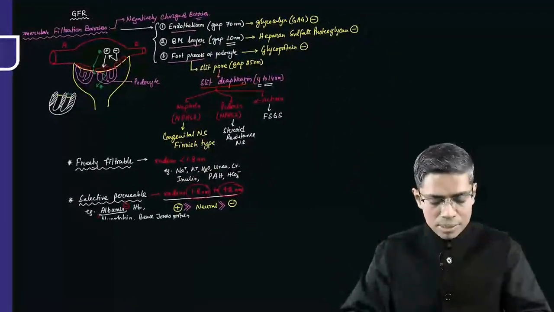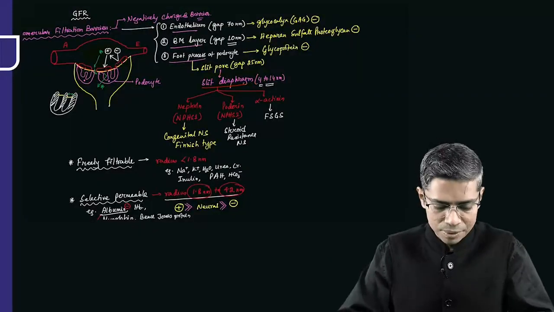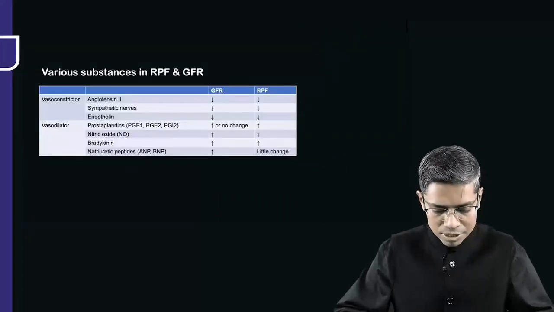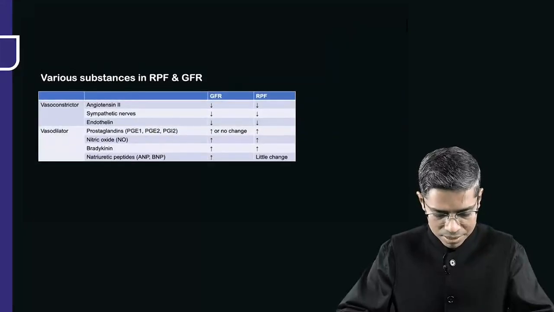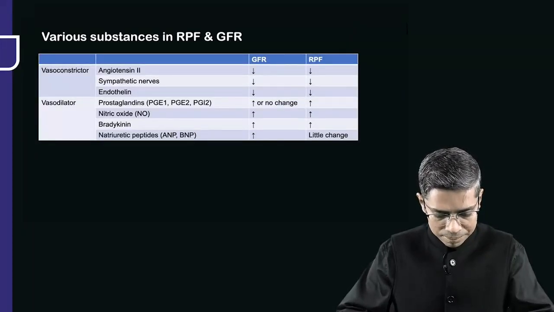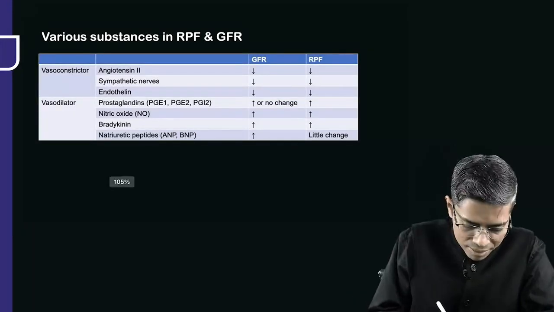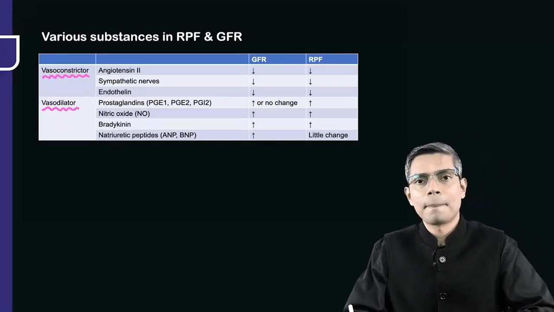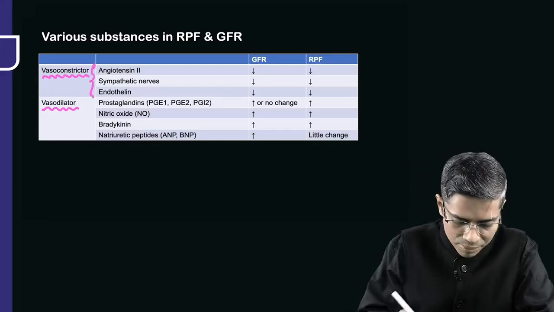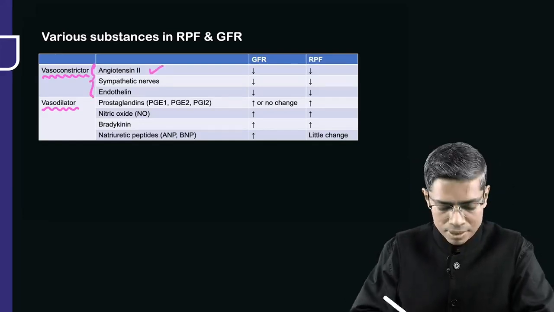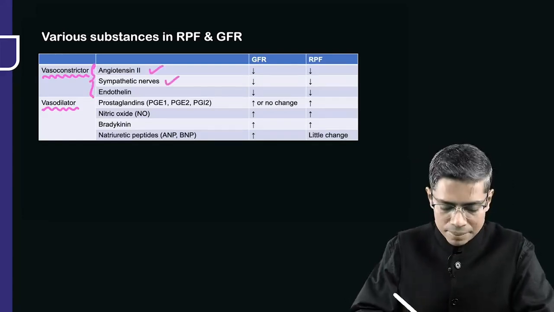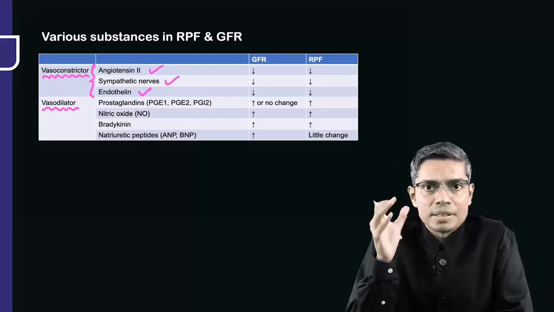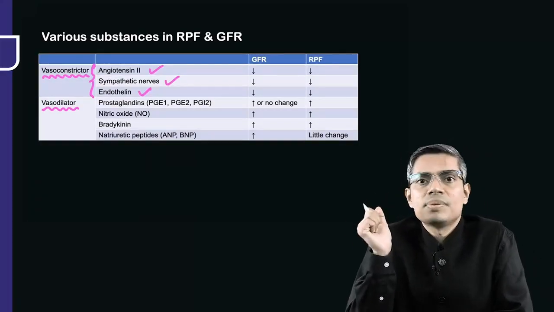Now I'll talk about some other factors, other mediators which are also responsible for regulation of your GFR, various other substances. For example, here you are finding various vasoconstrictors and various vasodilators. Within the vasoconstrictors you are finding angiotensin 2, sympathetic nerve and endothelium. All of them are potent vasoconstrictors. They can cause constriction of the afferent as well as the efferent arteriole.